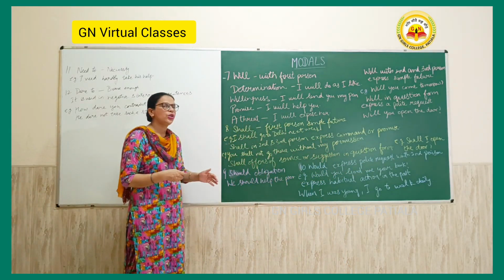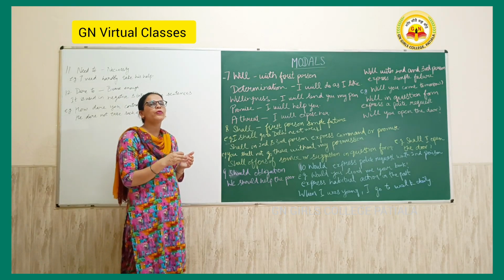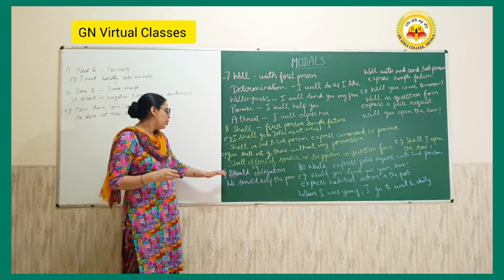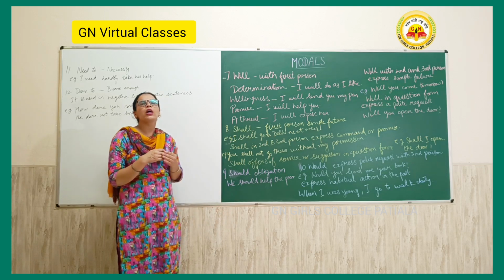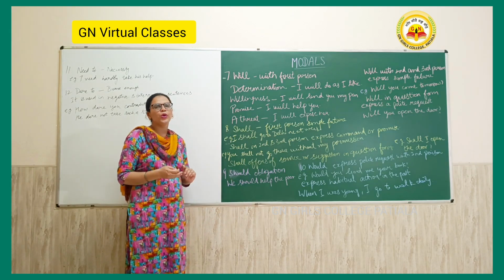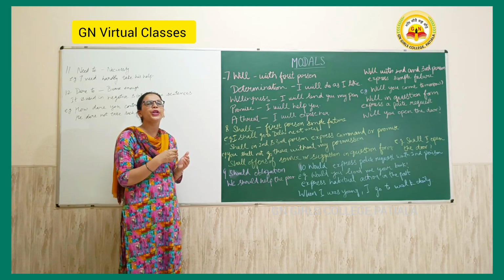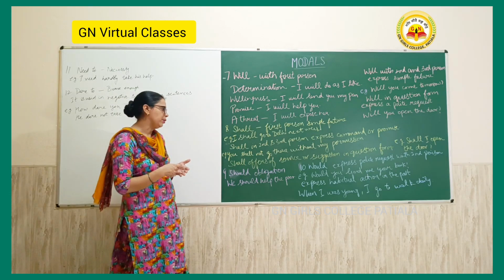Next is should. Would and should are the past forms of will and shall. But should is used for obligation also. Like, we should help the poor. This is the obligation. We have to help the poor people or needy people in the society.